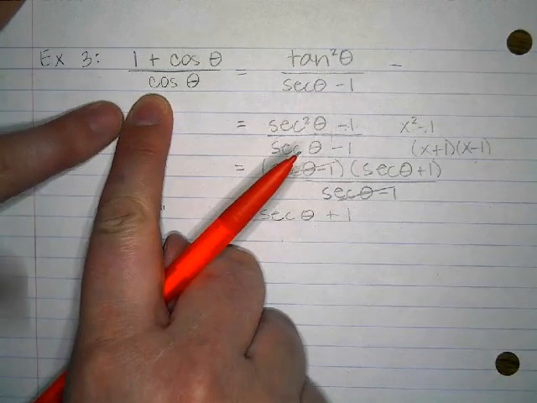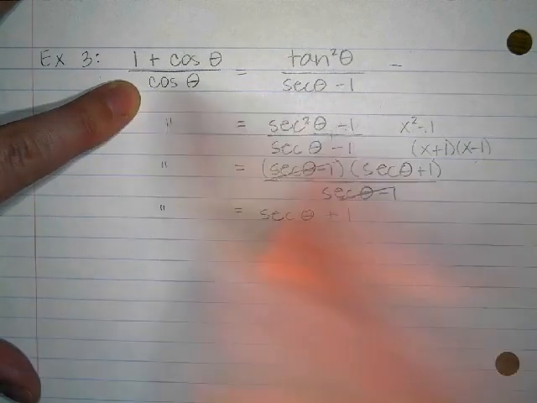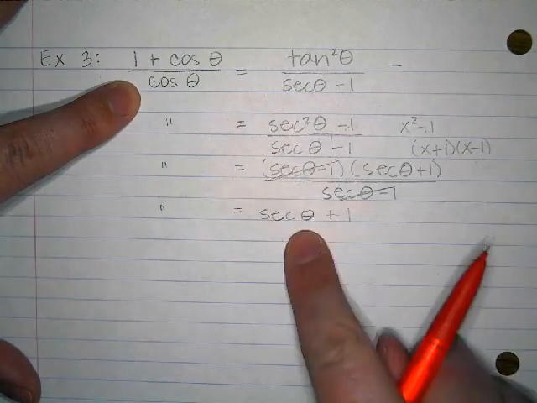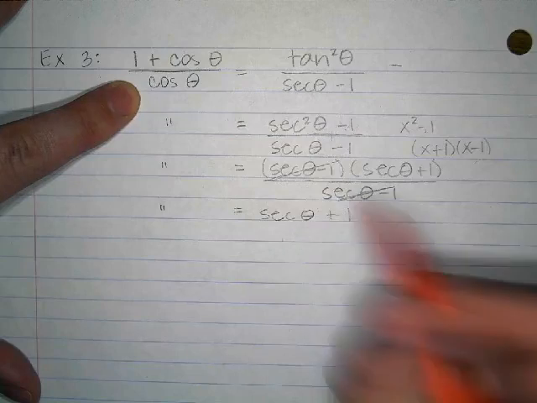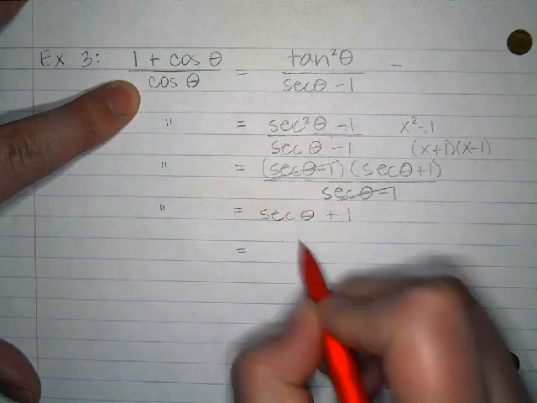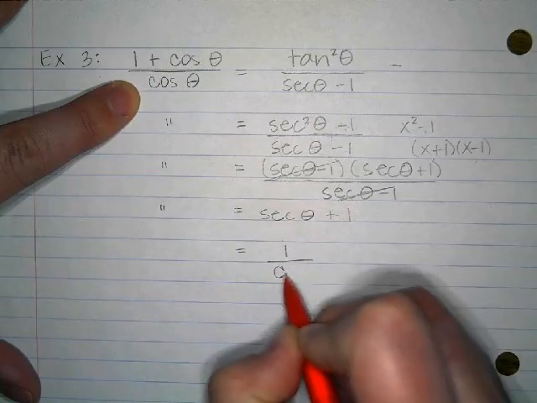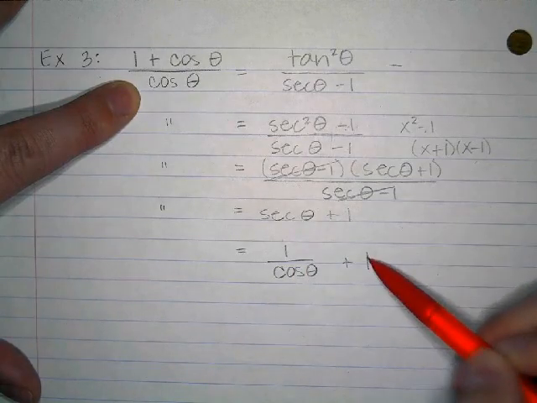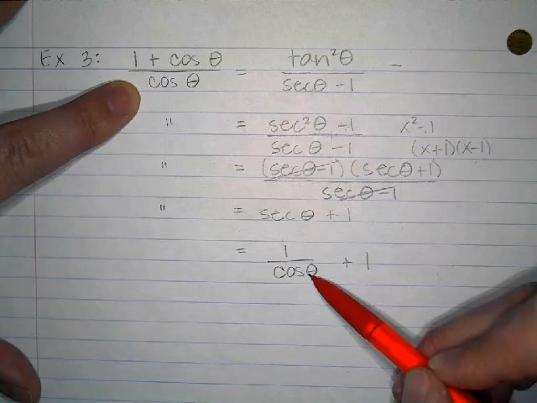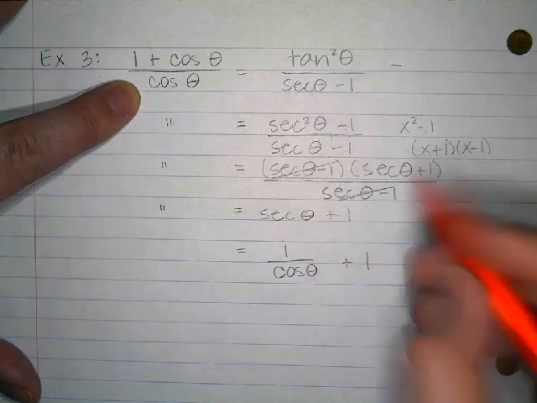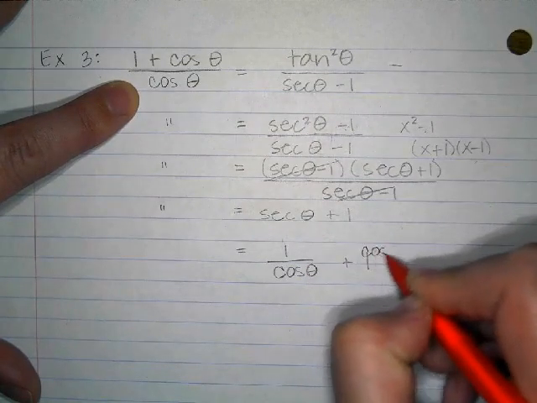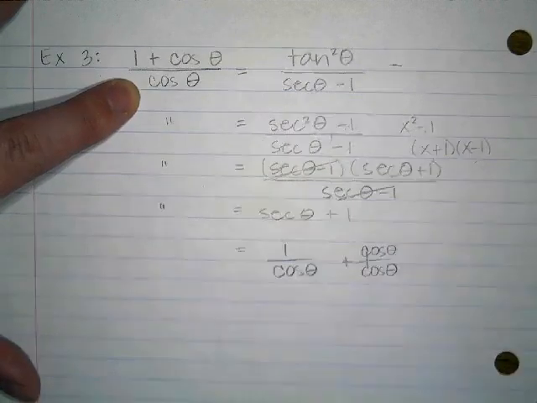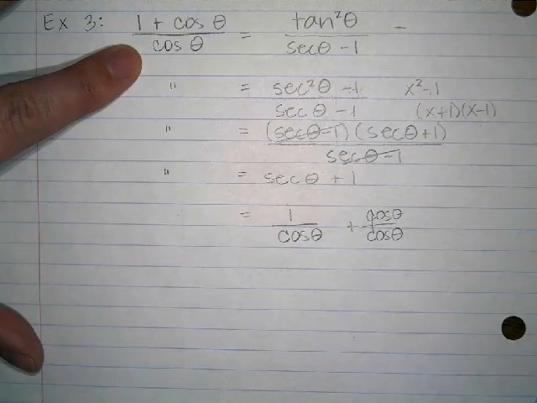Okay. So secant is 1 over cos. And then for our 1, we want this to have a common denominator with 1 over cos. So we're going to write this as cos over cos. And then we can say, okay, we got our common denominator, and our numerator is 1 plus cos.